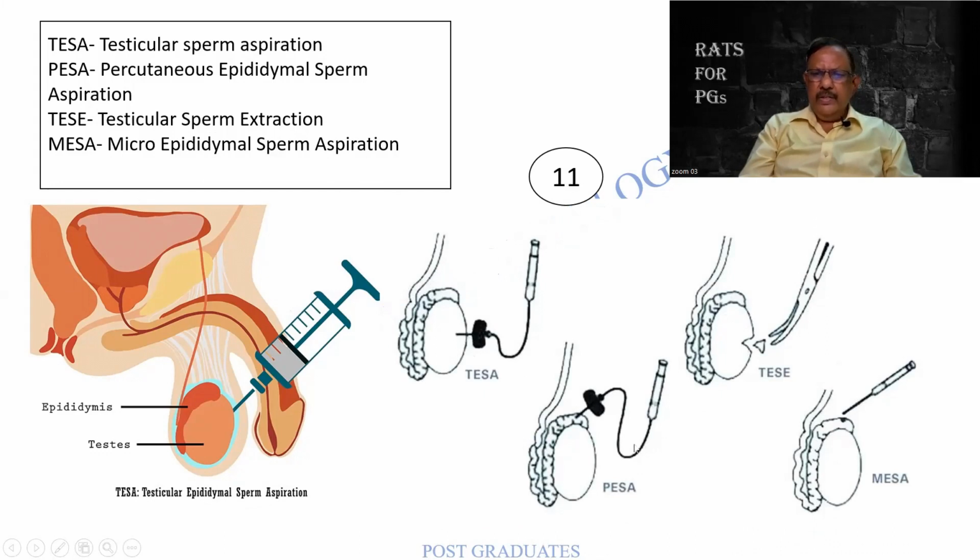This is an aspiration. This is from the epididymis. This is a micro aspiration from the epididymis. And this is a small bit of biopsy that is being taken. So these are the various modalities of obtaining the sample.